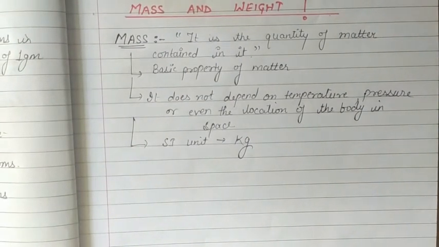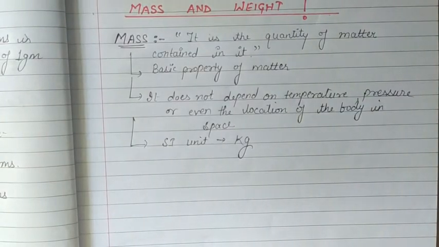We measure mass in terms of kilogram. So this was the mass of a body. Mass is the quantity of matter contained in that body. It is a basic property of matter, and it doesn't depend on temperature, pressure, or the location of the body in space, and its SI unit is kilogram.